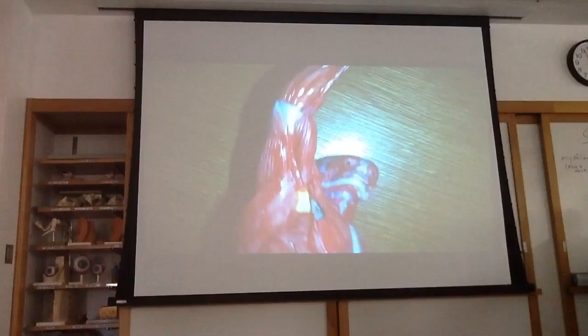Serratus anterior. It's over here on the side.